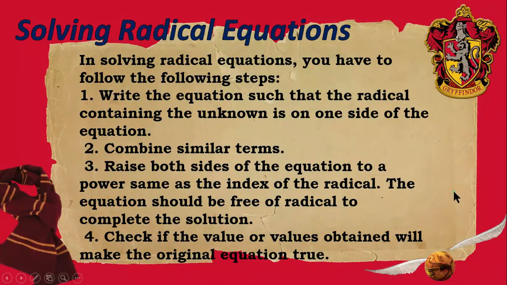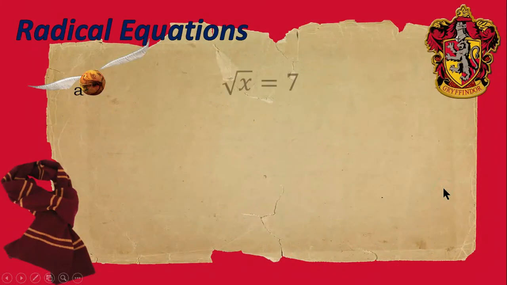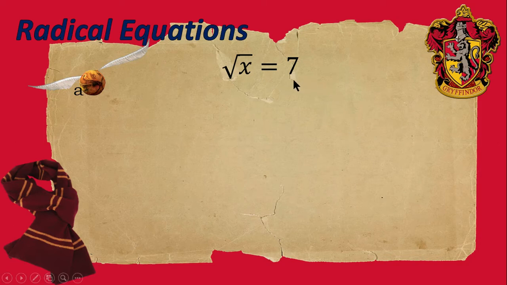Okay, let's get to it. We have the first example. Square root of x equals 7. Is it a radical equation? Let's look into the radical sign. Is there an x in the radical sign? Yes, so therefore it is a radical equation. So what are we going to do?